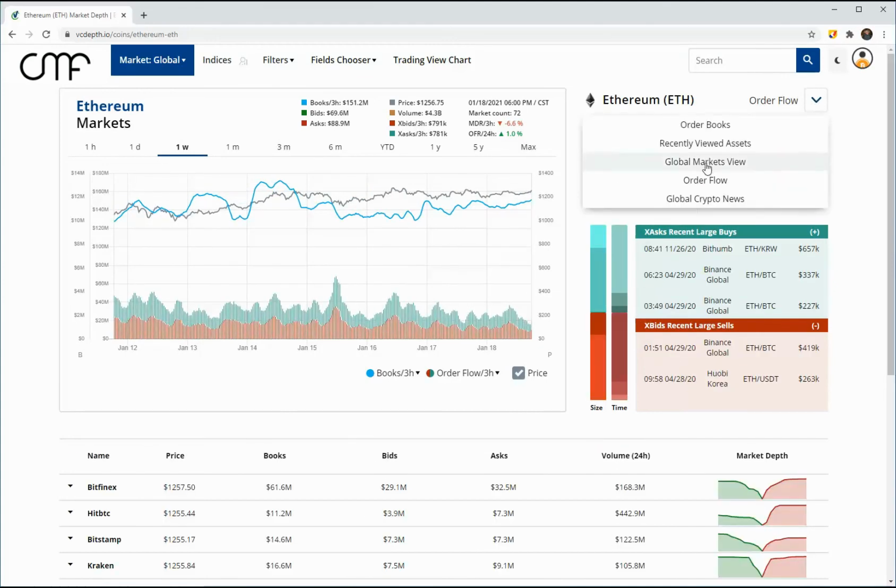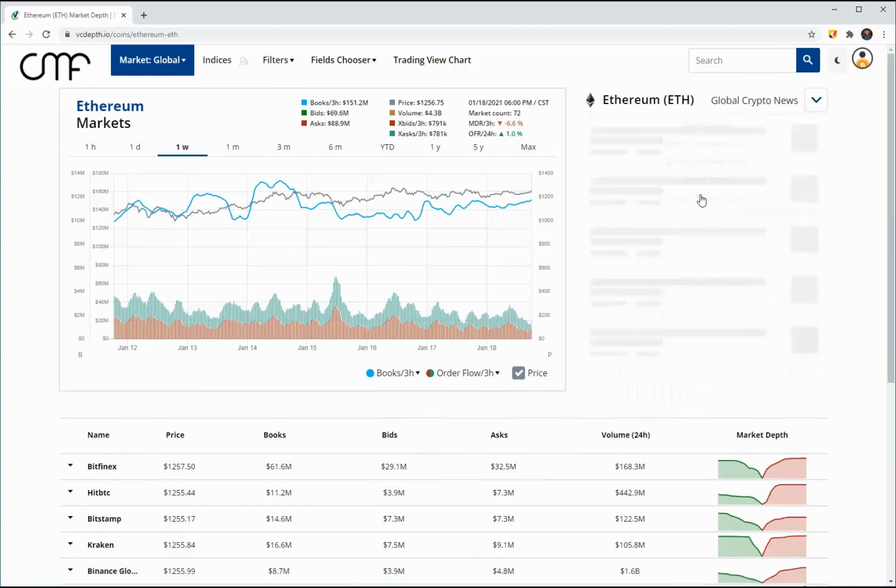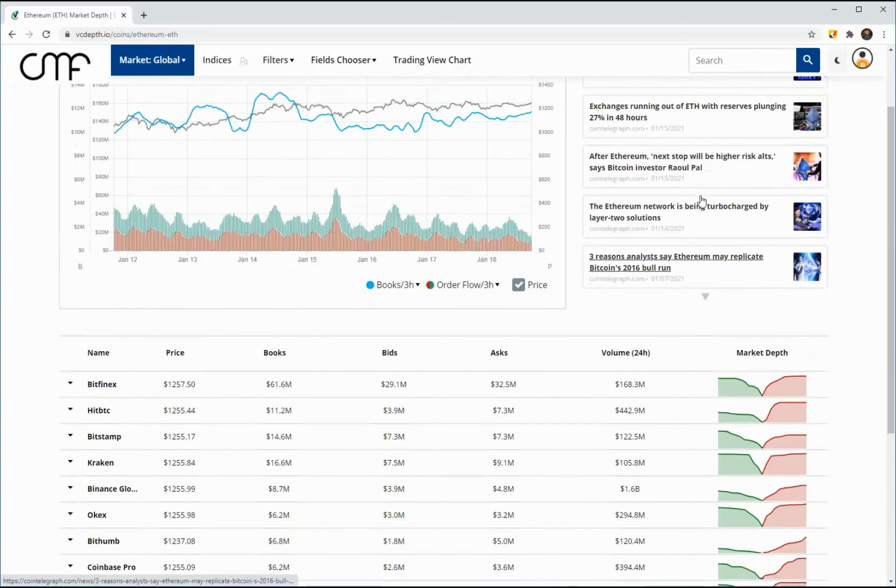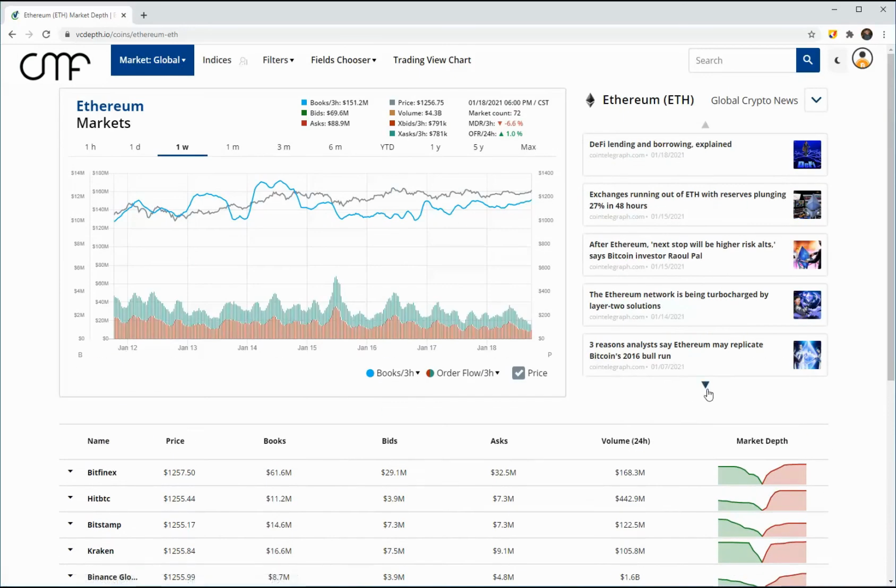We also have a news panel for the assets as well that only has news that is relevant to the asset we are looking at. That was just a quick summary of our information panels. Most of our pages have them.